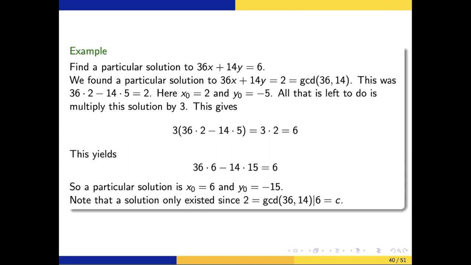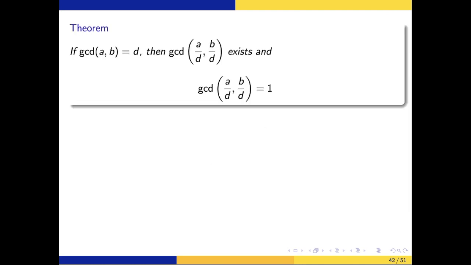Again, I repeat that a particular solution only existed because the GCD of 36 and 14, which is 2, divides 6, which is c. To find a general solution to a linear Diophantine equation given a particular solution, we still require 2 more theorems, which we will now go ahead and discuss. So say the GCD of a and b is d, then we claim that the GCD of a upon d, comma b upon d exists and is equal to 1.